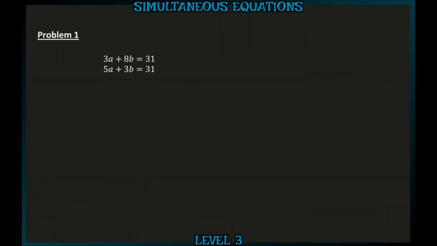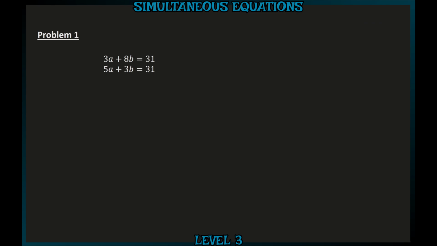In problem 1, we're solving 3a plus 8b equals 31 and 5a plus 3b equals 31. Now to solve these equations, we need to eliminate one of the variables, and to do this we need to have the same number in front of each pair of variables in the two equations. At the moment we don't.